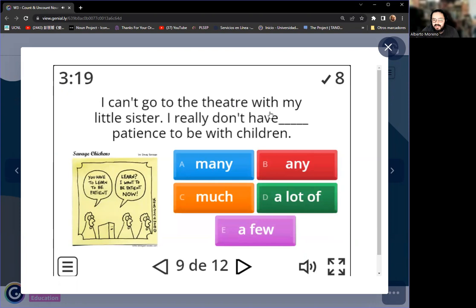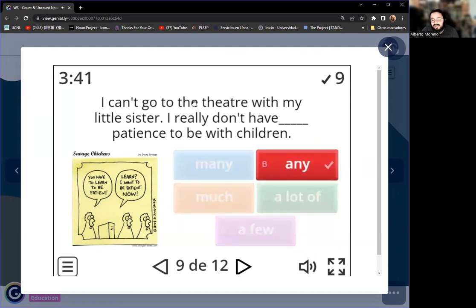I can go to the theater with my little sister. I really don't have patience to be with children. So I really don't have many, any, much, a lot of, or a few. Any. Patience is an abstract idea. B. Any. Muy bien, es una oración negativa.